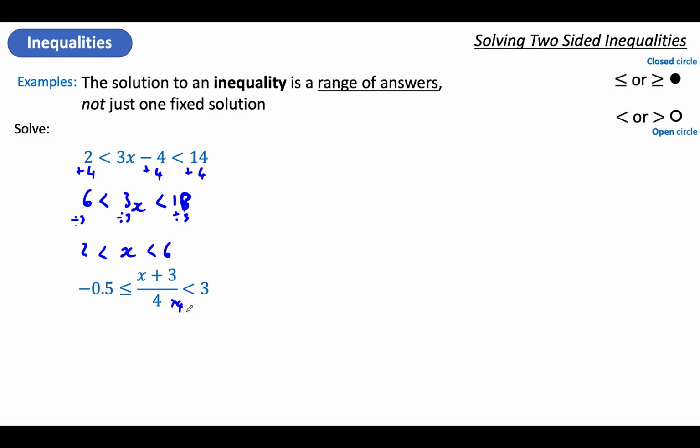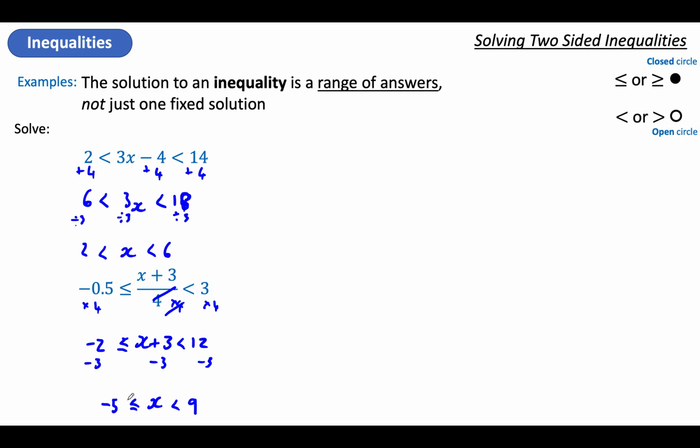So the first thing I'm going to do is times by 4, which will cancel out the divide by 4. But remember, what you do to one part of your inequality, you must do to all parts of the inequality. So 3 times by 4 is 12. And negative half times by 4 is -2. And then take away 3 from all 3 parts of your inequality to get x is less than 9. But greater than or equal to -2, take away 3, is -5.